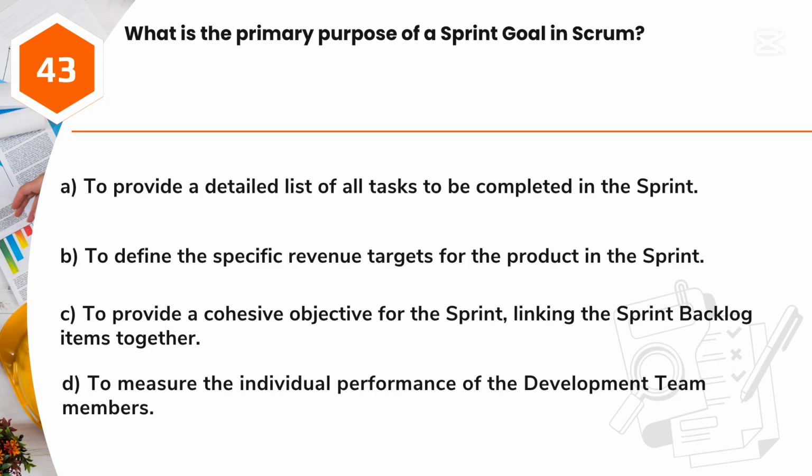Question 43. What is the primary purpose of a sprint goal in Scrum? A. To provide a detailed list of all tasks to be completed in the sprint. B. To define the specific revenue targets for the product in the sprint. C. To provide a cohesive objective for the sprint, linking the sprint backlog items together. D. To measure the individual performance of the development team members.